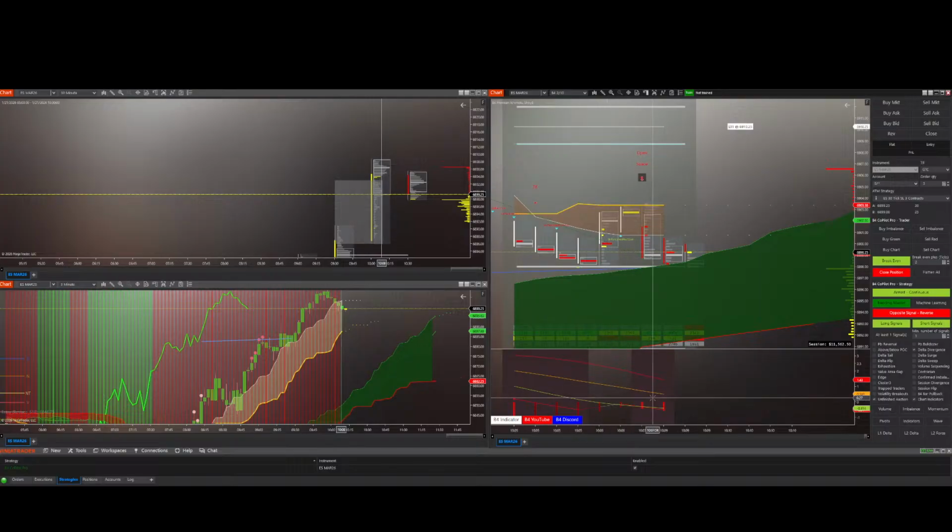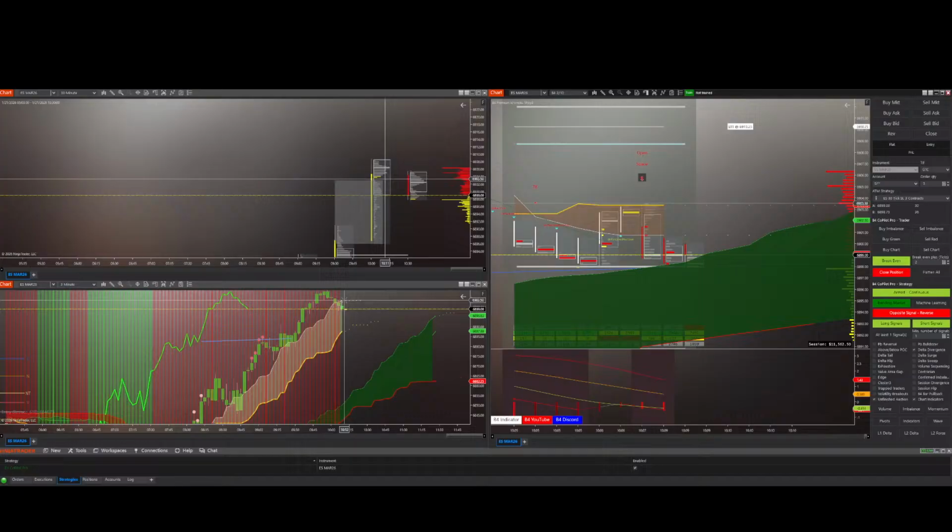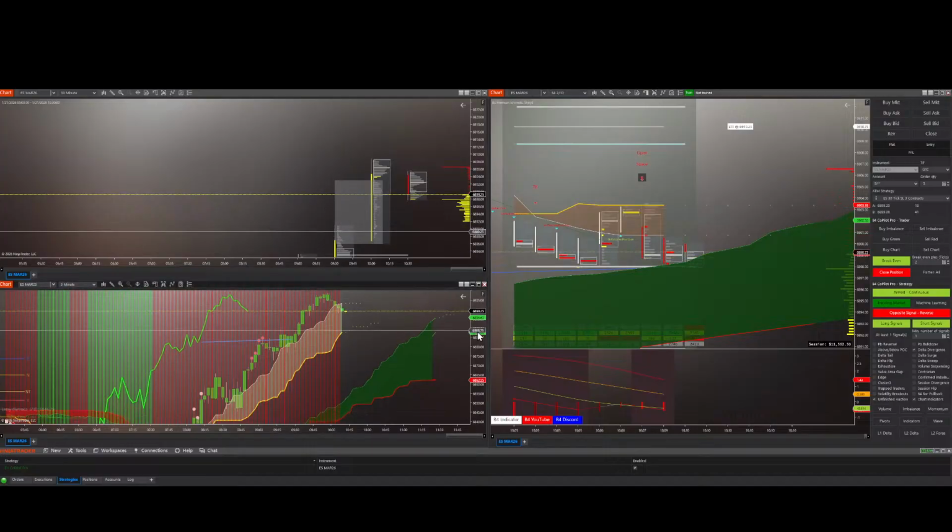Looking predominantly bearish here with the B4. You don't want to get long until you close above that Tenkan-sen. I usually don't want to get short until I close below the Kijun-sen here. This is the third wave.